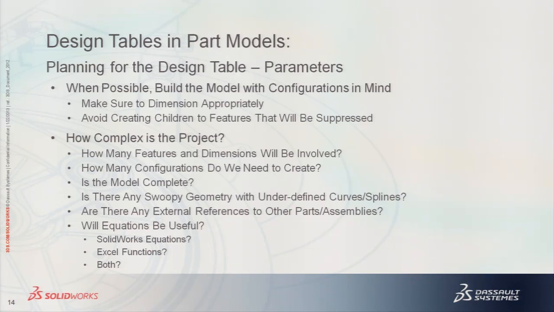Now, is the model complete? In a perfect world, we would build the part model, finish it, and be done. And then we'd go make configurations and just change sizes and suppress features. Does anybody live in a perfect world? No? Okay. You're going to have a design table, and then you're going to add another feature to the model, and then you're going to need to get it to the design table. And that's why we just kind of talked about editing the table, adding features, adding dimensions. So perfect world, you finish the model, then make the table, but it's just not going to happen. So you're going to end up making features in the middle.